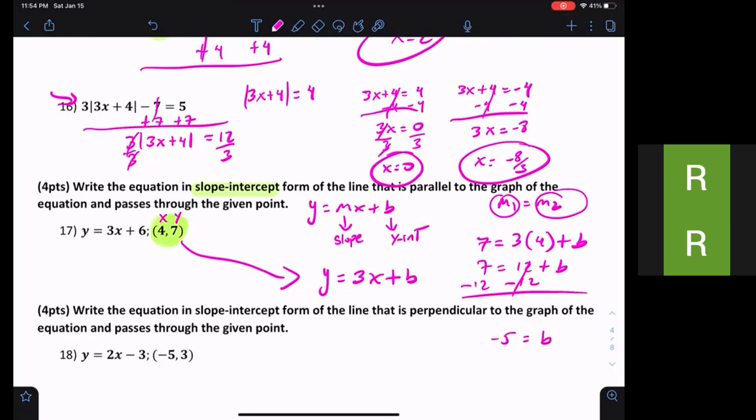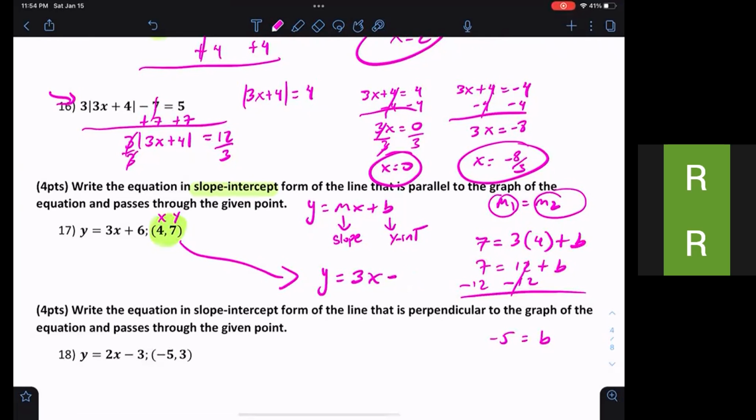So what is the equation? Well, it's this one right here. The only thing I need to change is this b with negative 5, and I'm done. That's it. That's the answer. You can call this, like I call it in class, y2, right? Because this is y1. There's two lines that are parallel to each other, right?